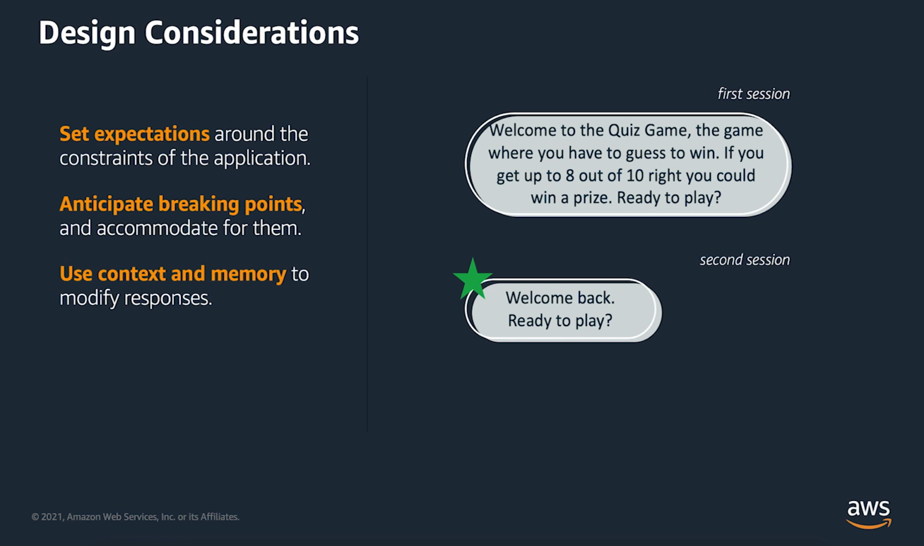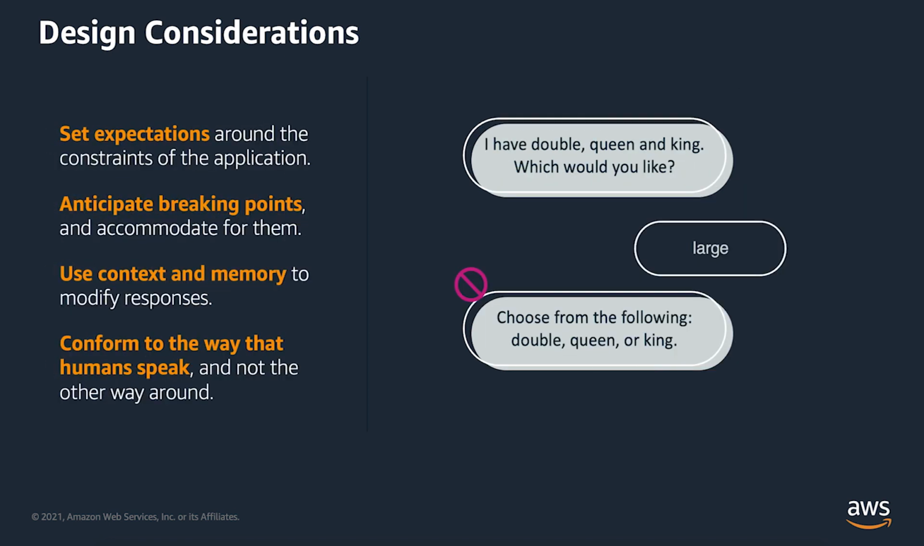And then finally, conform to the way that humans speak and not the other way around. So in this example, we have, I have a double, queen, and king. Which would you like? The user says large, and the bot doesn't understand that large is a synonym for king. We can anticipate that humans might have different ways of expressing the same value, but that is really difficult for a bot to understand unless it's explicitly stated. Something that you could consider when you're building your bot is to write out those synonyms for the different values within your bot. So for example, I have a double queen and king, which would you like?